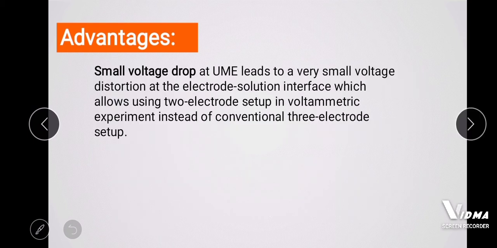Next is small voltage drop. Small voltage drop at ultra micro electrode leads to a very small voltage distortion at the electrode solution interface, which allows using a 2 electrode setup in voltammetric experiments instead of the conventional 3 electrode setup.